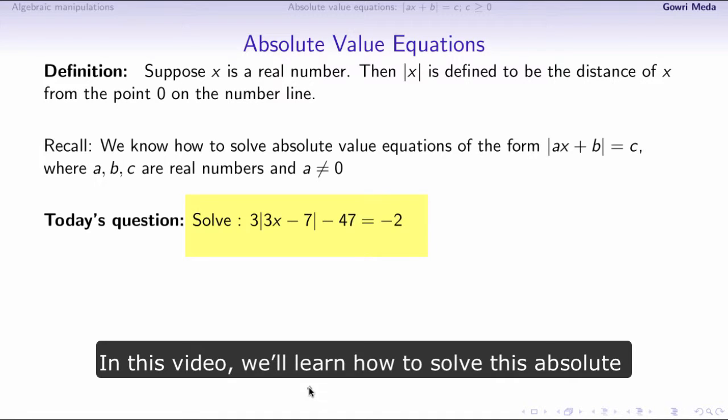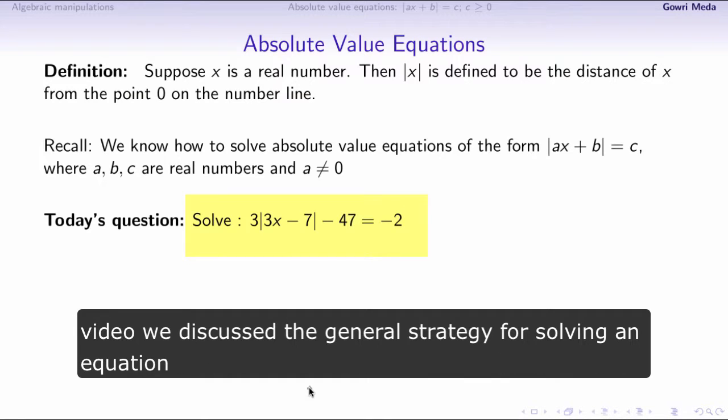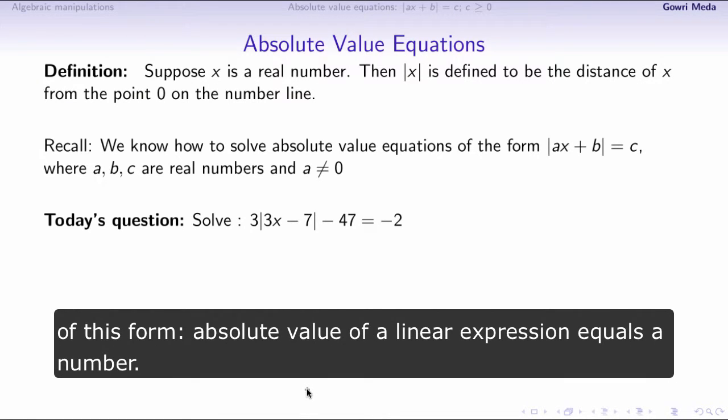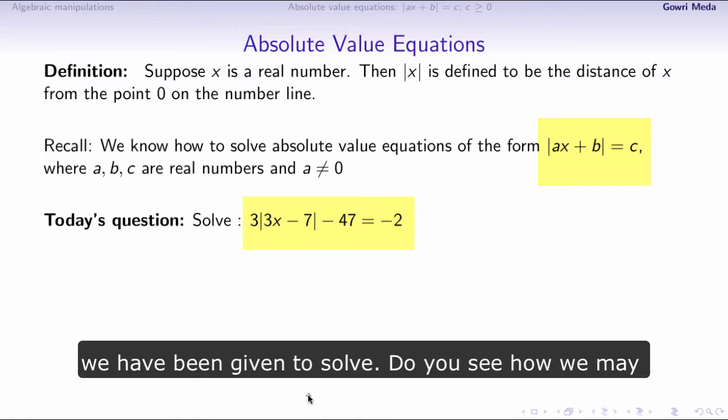In this video, we'll learn how to solve this absolute value equation and how to write up our work. In a previous video, we discussed the general strategy for solving an equation of this form: absolute value of a linear expression equals a number. Take a closer look at the absolute value equation we have been given to solve.